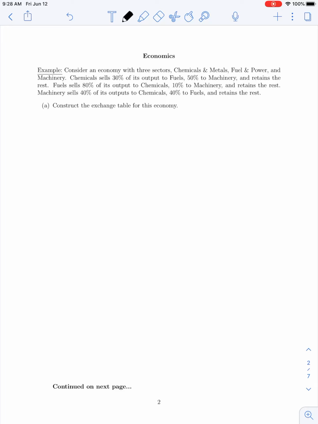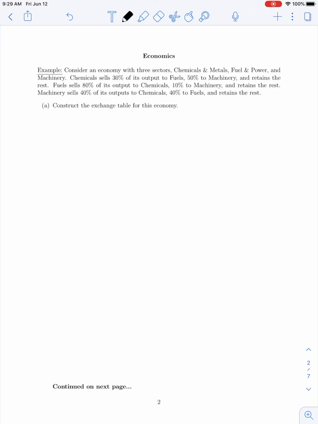Suppose that we have an economy that can be divided into three sectors, say chemicals and minerals, fuel and power, and machinery. Now, chemicals, we are told, will sell 30% of its output to fuels, 50% to machinery, and they retain the rest. Whereas fuels sells 80% of its output to chemicals, 10% to machinery, and retains the rest. And machinery sells 40% of its outputs to chemicals, 40% to fuels, and retains the rest. So in part A, we're asked to construct an exchange table for this economy.